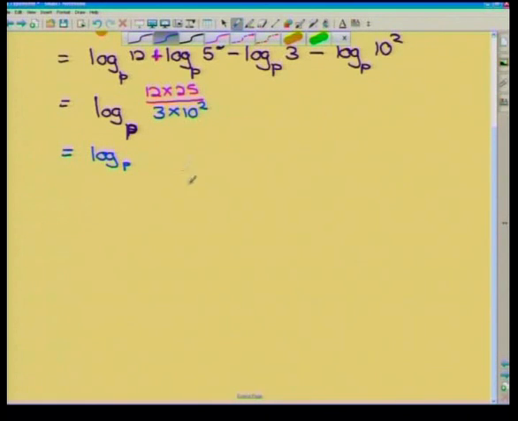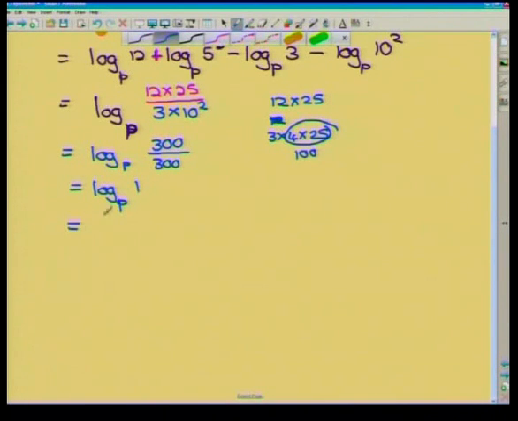Right, so we have log to the base p. 12 times 25 is going to be 300, I hope. I'll check it in a moment. And this is 3 times 100, which is also 300. Let's just make sure about that. 12 times 25. If we're working without a calculator, the easiest way to do it is to say, well, that's 3 times 4 times 25. That gives me 100. Yes, and 300 is right. So right, what we're going to do now is we're going to say that's log to the base p of 1. And of course, that's one of our deductions. We know the answer is going to be 0. Right, let's move on to the next example.